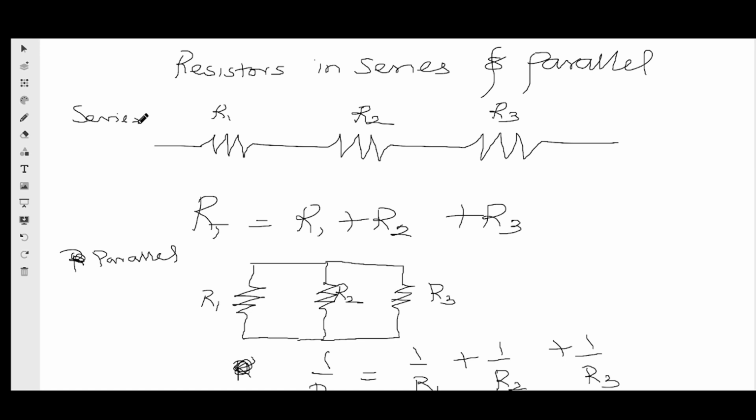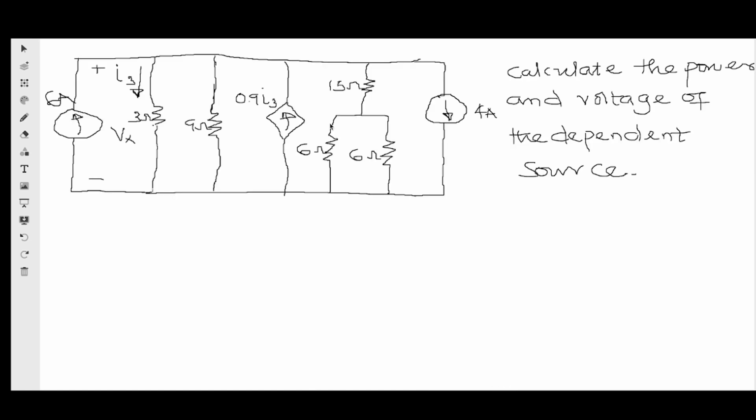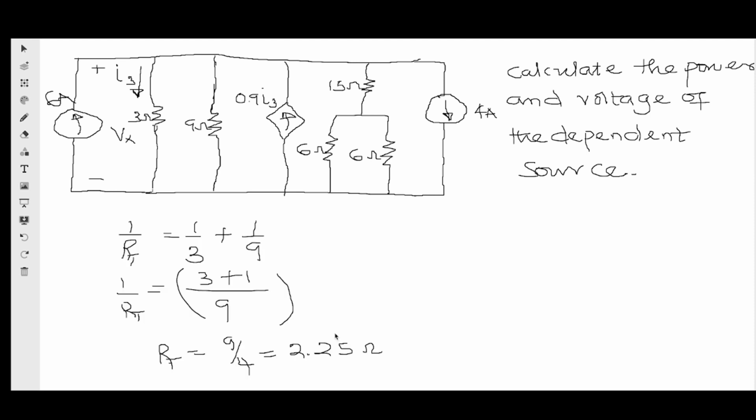Okay, we use this question to explain the connected sources and also the resistance in series and resistance in parallel. One thing we would like to get is the dependent source, the power and the voltage on the dependent source. Look at it. The voltage on the dependent source will be Vx. Why? Because all of them are connected in parallel: the 6 ampere current source, 3 ohm resistor, 9 ohm resistor, and the 0.9 I3 dependent source. Therefore the voltage Vx is the voltage you are looking for.